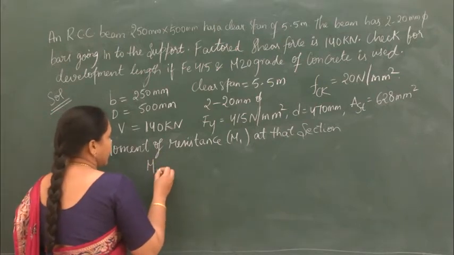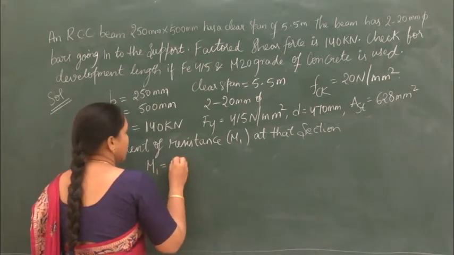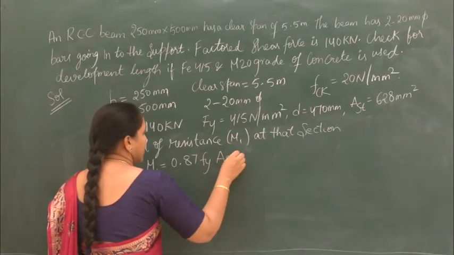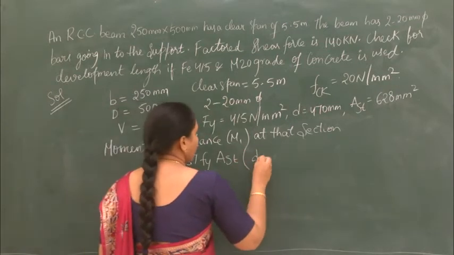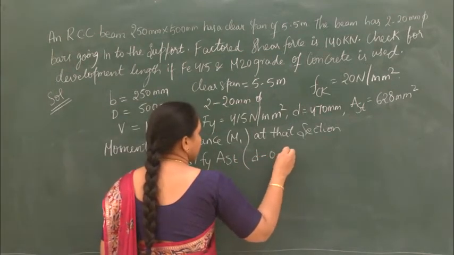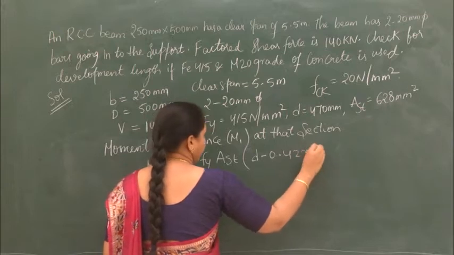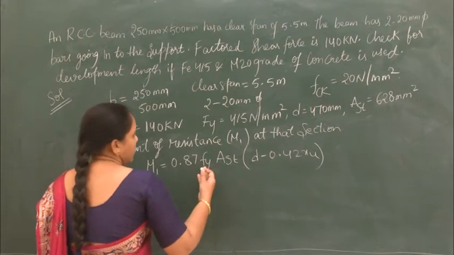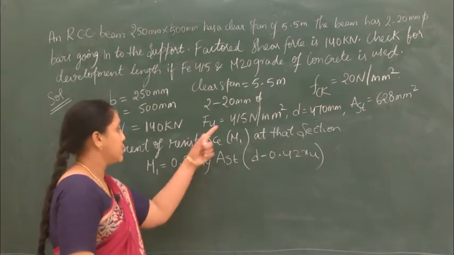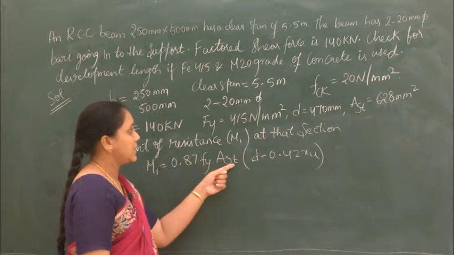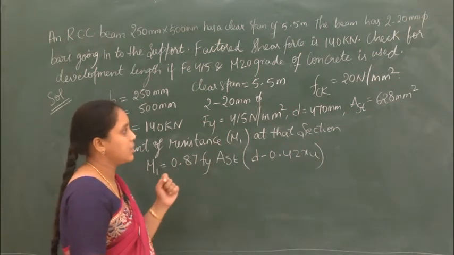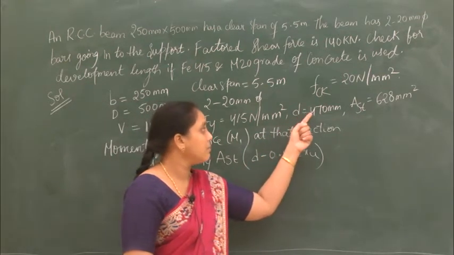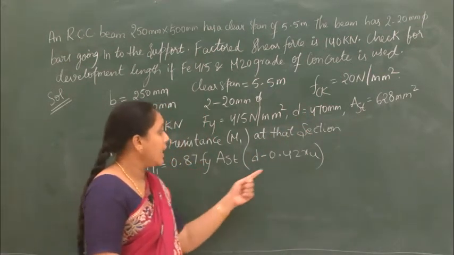M1 is equal to 0.87 Fy into AST into D minus 0.42 XU. So the value of Fy is already known, which is 415 Newton per mm square. AST we have calculated, it is 628 mm square. D also we have calculated, which is nothing but the effective depth, which is 470 mm, and XU.